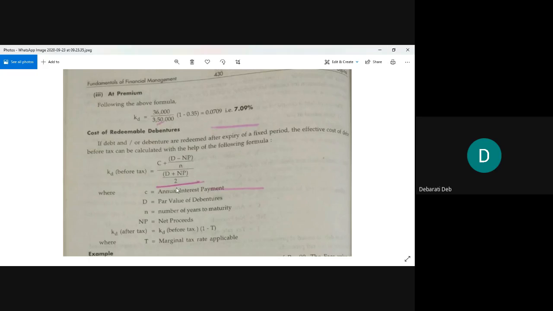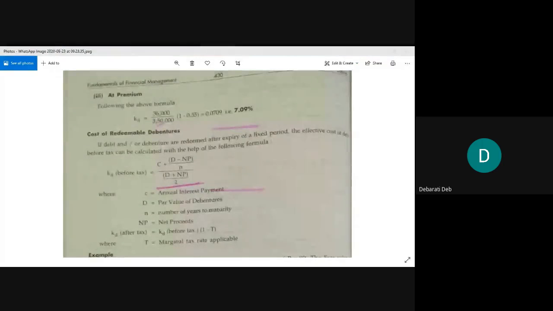After writing the formula, you write where C equals, the C should be capital, okay? If you're writing C small in the formula, then you write small, otherwise you write capital. C is equal to the annual interest payment. This should be an amount calculated based on the rate of interest given annually. So C is the annual interest payment.